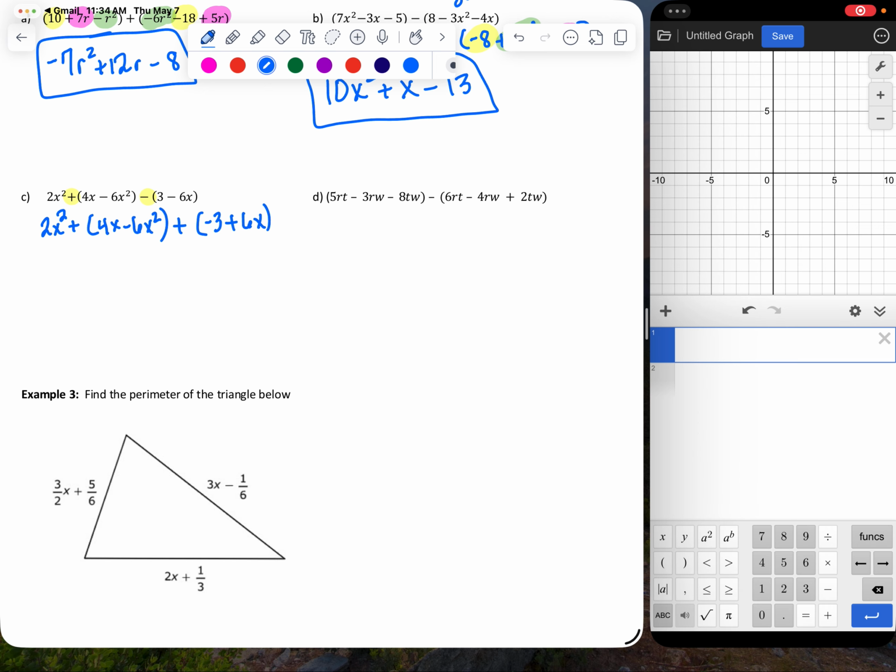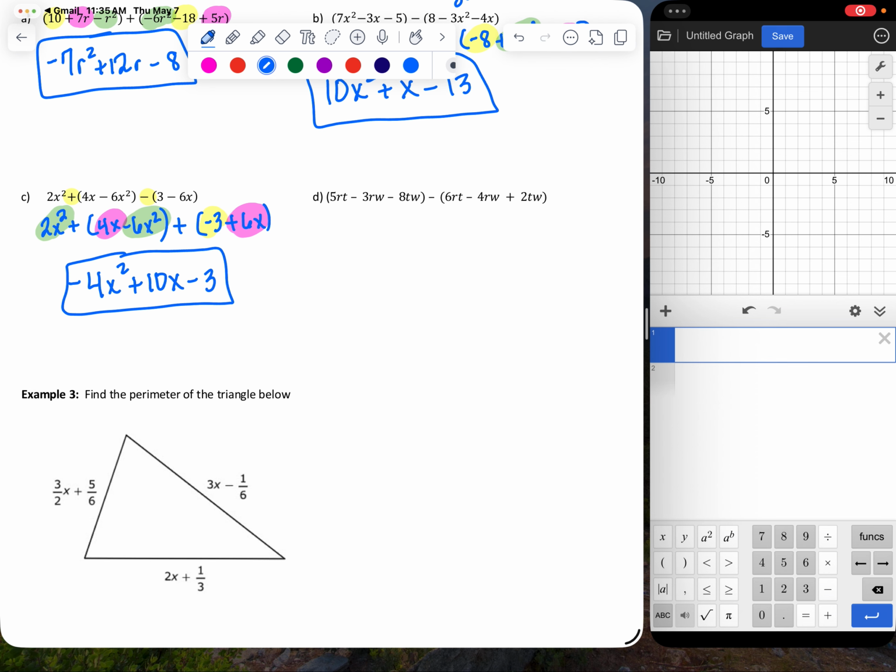All right, now let's identify our like terms. So I have a 2x squared and a negative 6x squared. Then I have a positive 4x and a positive 6x. And my only constant term here is negative 3. So let's start with our x squareds. 2x squared plus negative 6x squared is negative 4x squared. 4x plus 6x gives me positive 10x. And then the only thing we have left is minus 3.